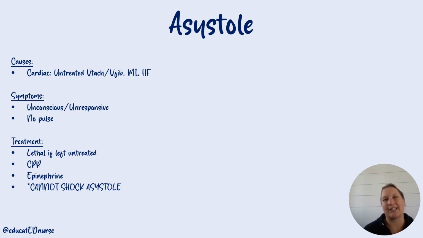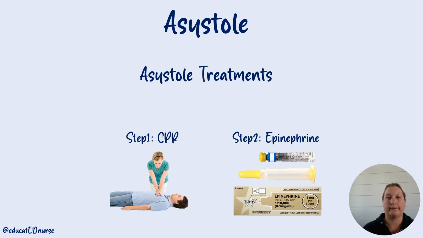When you go into ACLS class, you learn about H's and T's. You can try and fix some of those things, but really CPR and epi is where you've got to go. And then it's up to the physician how long you decide to work that. But again, no defibrillation on asystole. All right, so just a quick little picture here for asystole treatments. High quality CPR and epinephrine are all that you can do. Hopefully with adequate CPR you can get them back to a Vfib or a Vtach so you can defibrillate them. Or you get them back and they have return of spontaneous circulation. But good quality CPR and epi is where you're at for asystole treatment.